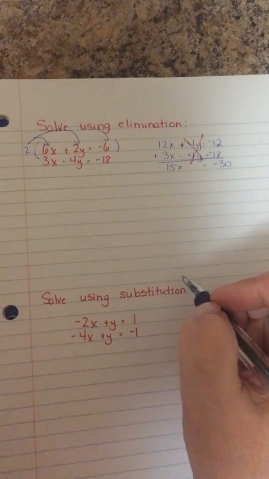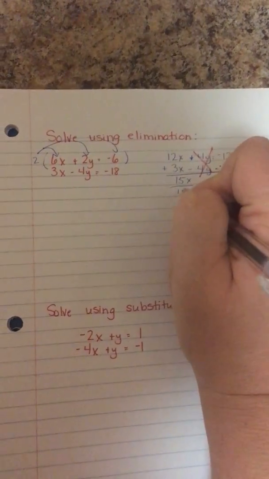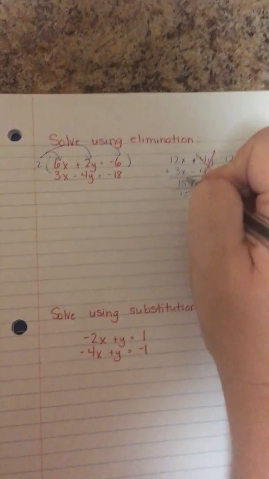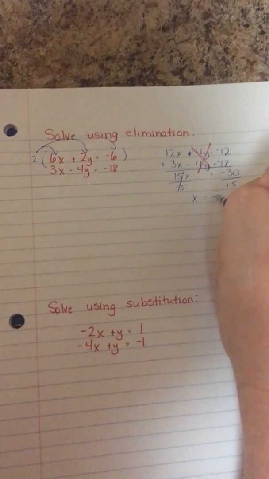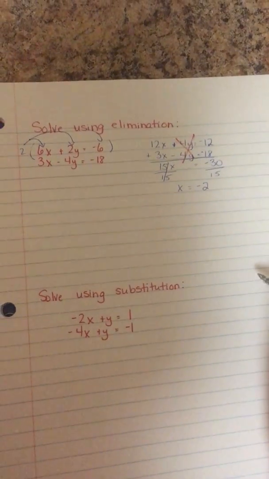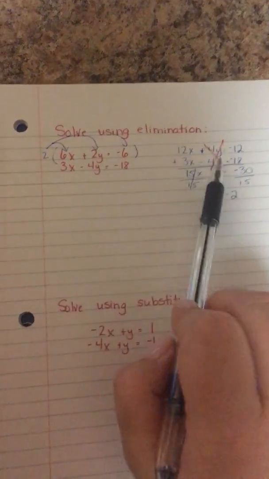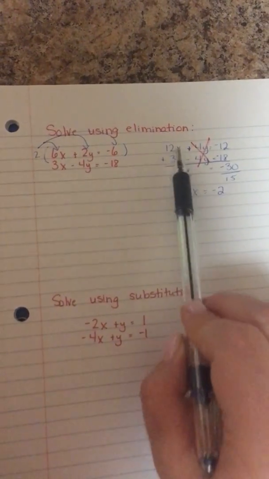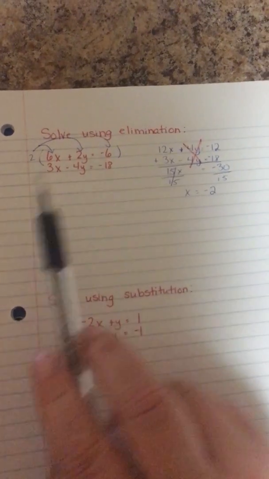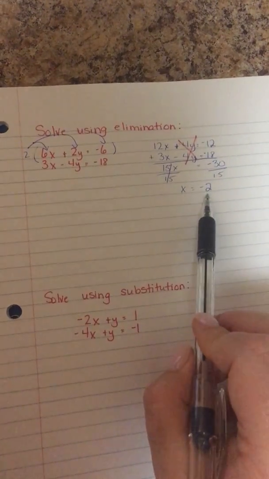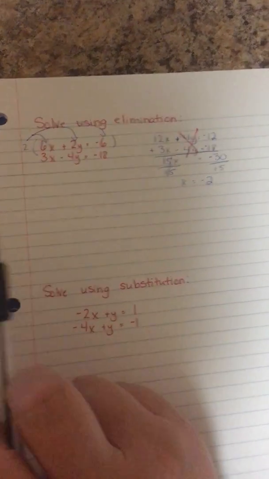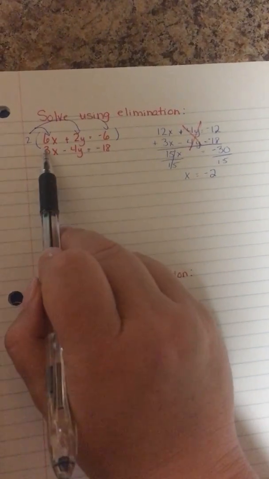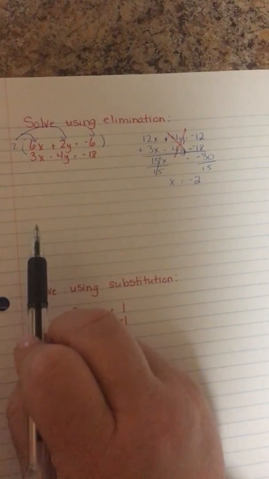Now I'm going to continue to solve this equation by dividing both sides by 15. Over here it cancels out and x equals negative 2. So once again, I made my y values inverses. They canceled out. I combined the two equations and solved for x. Now I'm going to take that value of x and plug it into one of the equations to solve for y. I'm going to plug it right into this second equation.